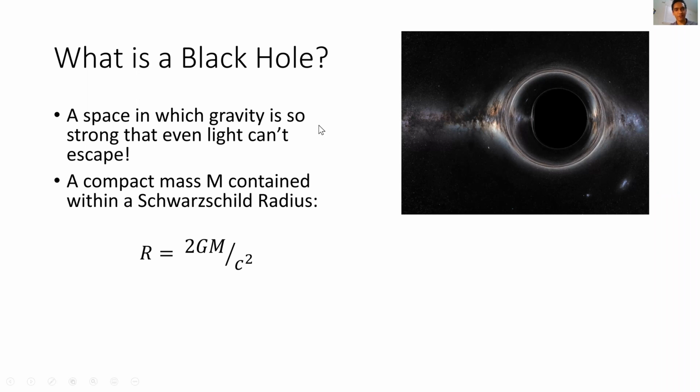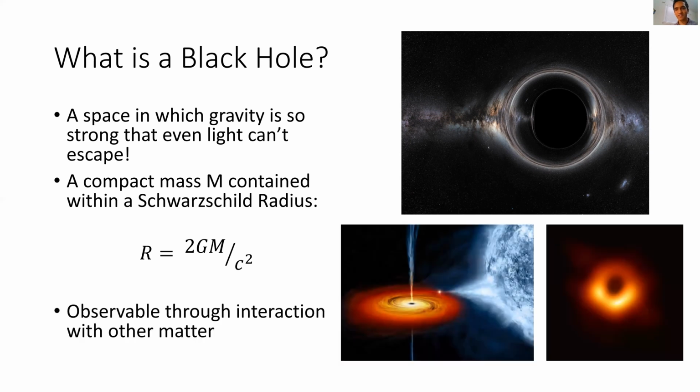A definition that we're going to use more is that it's a compact mass M contained within this special radius, the Schwarzschild radius. So really it can be any mass M. We think about them as being really big, or at least star sized, but it can be any mass M. Every mass goes along with a radius, for which if you squish that mass in there, then it becomes a black hole. And so black holes, like the above picture shows, are black.